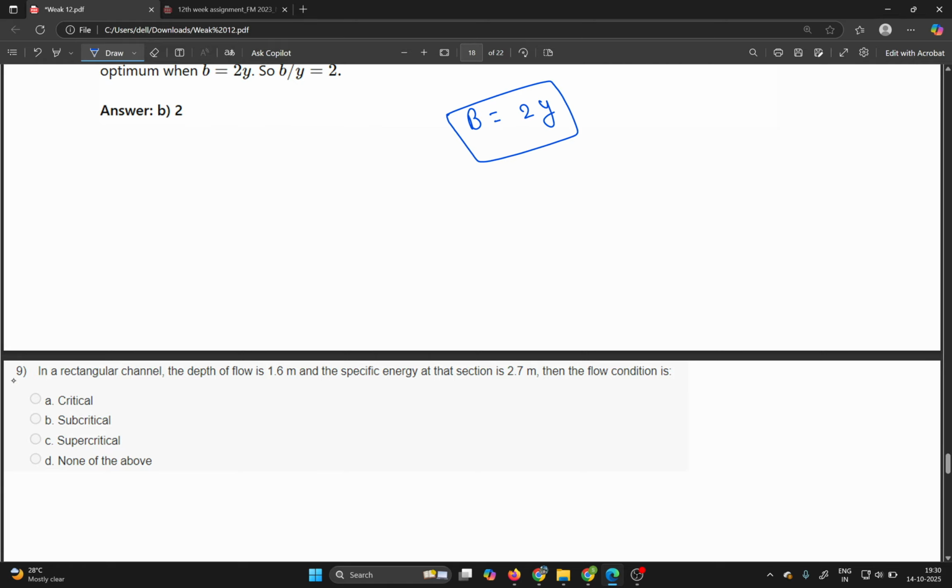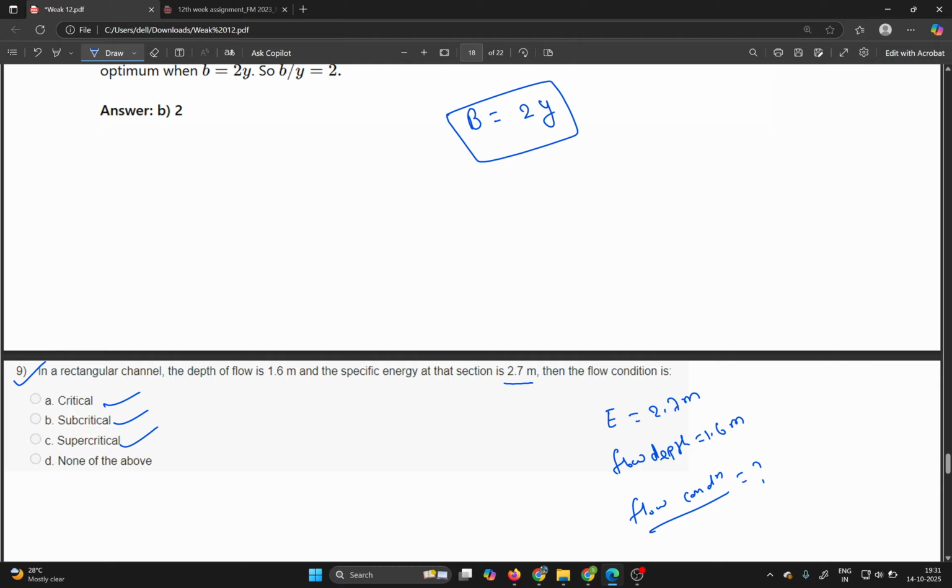Yeah, next one. Question number 9. In a rectangular channel, the depth of flow is 1.6 meter. Depth of flow here you have 1.6 meter. The specific energy at that section is 2.7 meter. Then the flow condition you need to calculate here. You have the specific energy 2.7 meter and the flow depth 1.6 meter. So you need to tell the flow condition, whether it is critical, subcritical, supercritical.